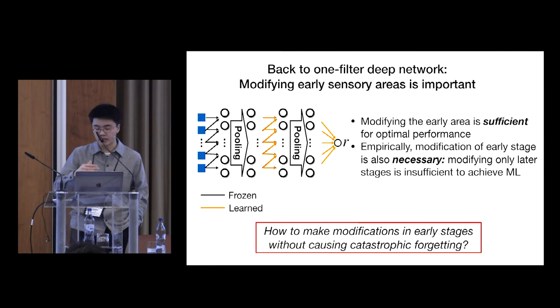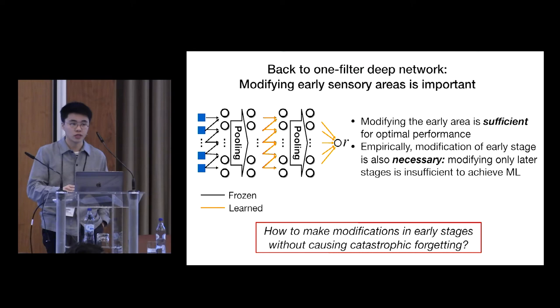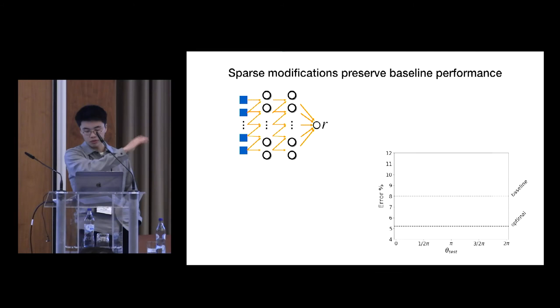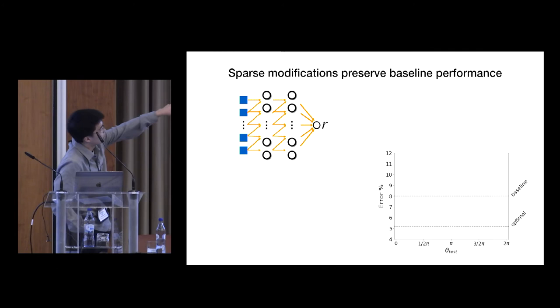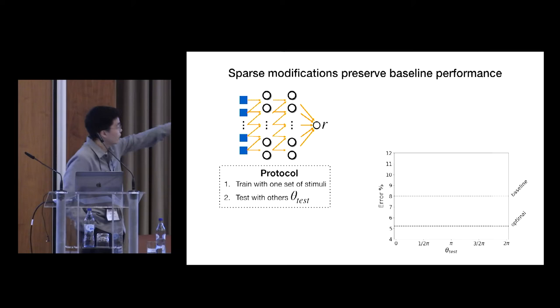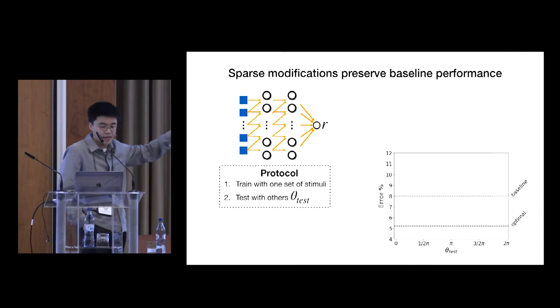Okay, we know we're going to modify these areas, but what's a way to do it to minimize catastrophic forgetting? If you look at this case where now all the weights are going to be learned, they're all color labeled in orange. And let me remind you, this is what we saw before: if you don't modify the processing at all, you have some baseline performance around 8%, which is suboptimal. The protocol here is this: you're going to train the network such that it performs optimally for one of those stimuli, and you're going to test its performance for the other stimuli, hoping that you're not perturbing the baseline performance by too much.